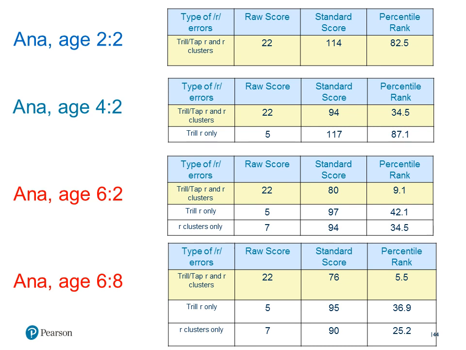In this slide, we have documented a child's productions at different ages. So this is Ana at age 2 years, 2 months, 4.2, 6.2, and 6.8.